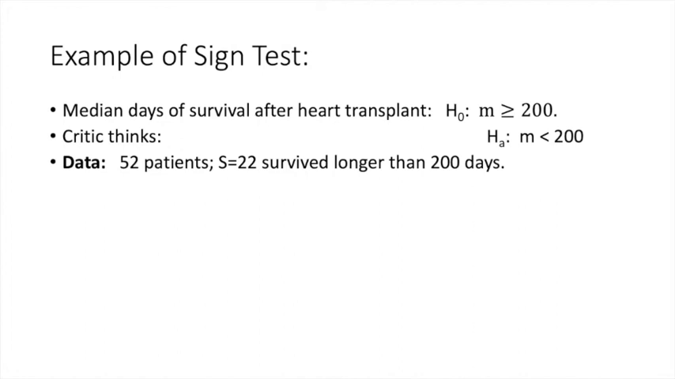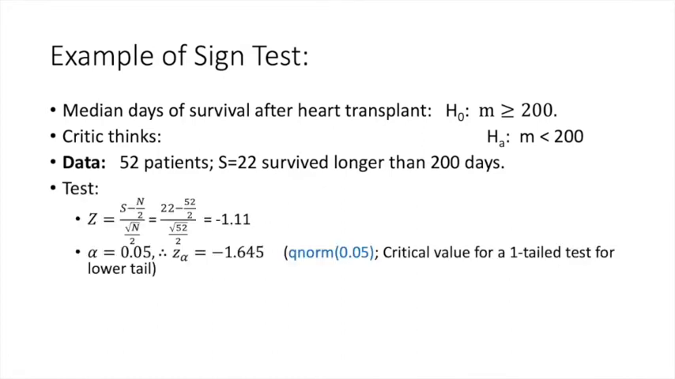And this is based on the data collected from 52 patients, where only 22 patients survived for longer than 200 days. Hence the S statistic equals 22. That is the number of data points that exceeded the median value of 200. So we conduct a signed test and compute the z-score by substituting all the values, and we get a z-score of minus 1.11. However, for a significance level of 0.05, the critical value is minus 1.645.